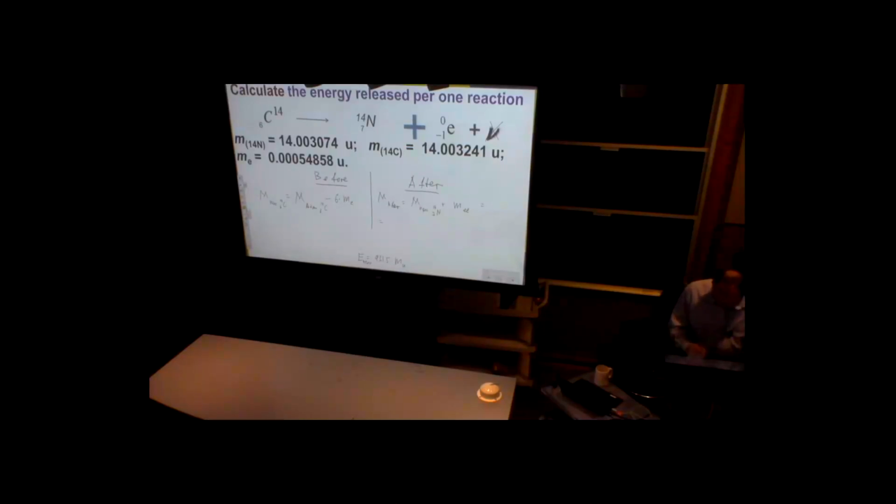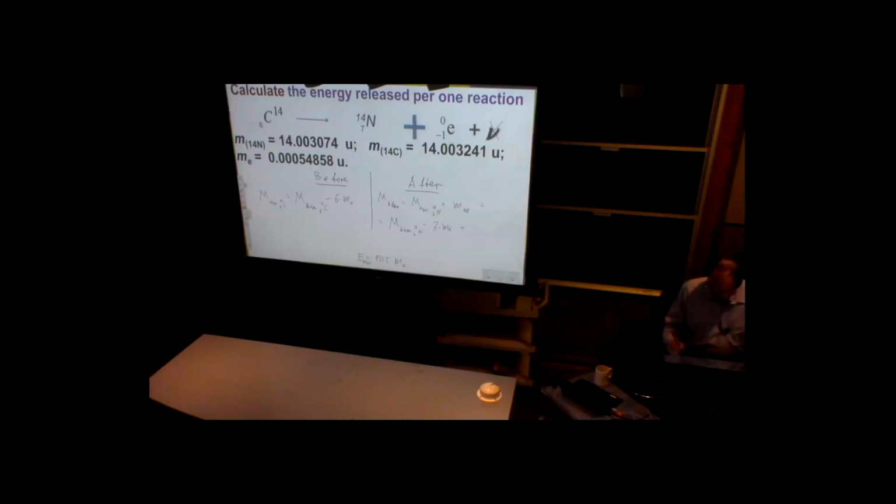The nuclear mass is equal to the atomic mass of the same element minus the total mass of all electrons circling the nucleus. So how many electrons circle the nucleus in nitrogen? 7. Same number as protons.